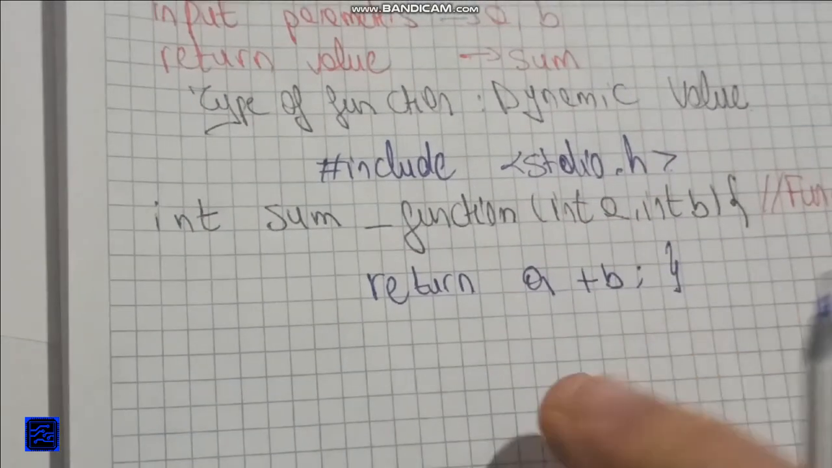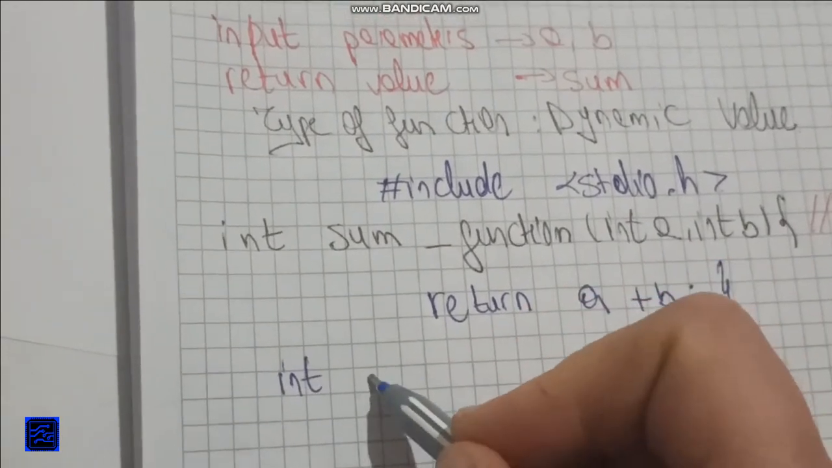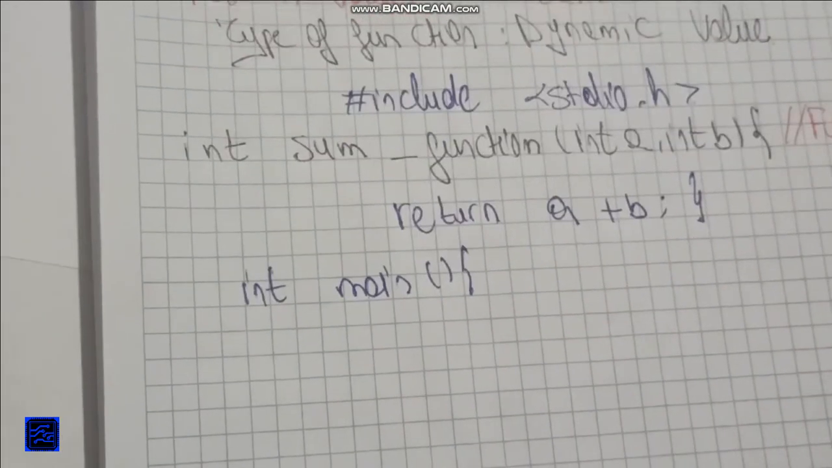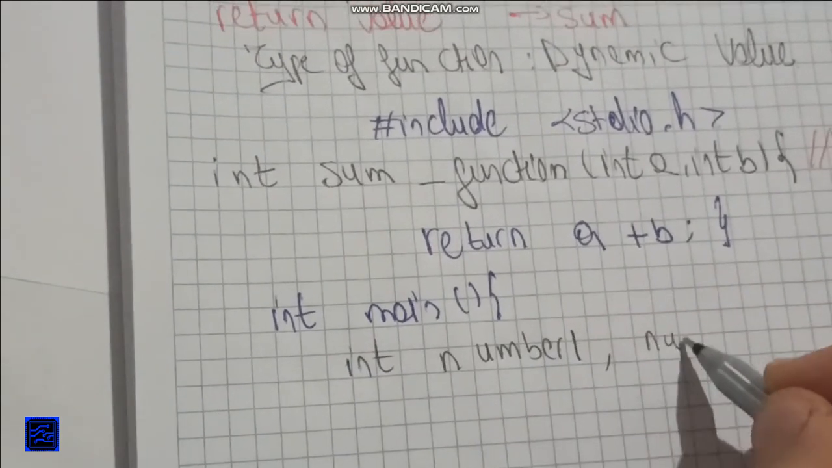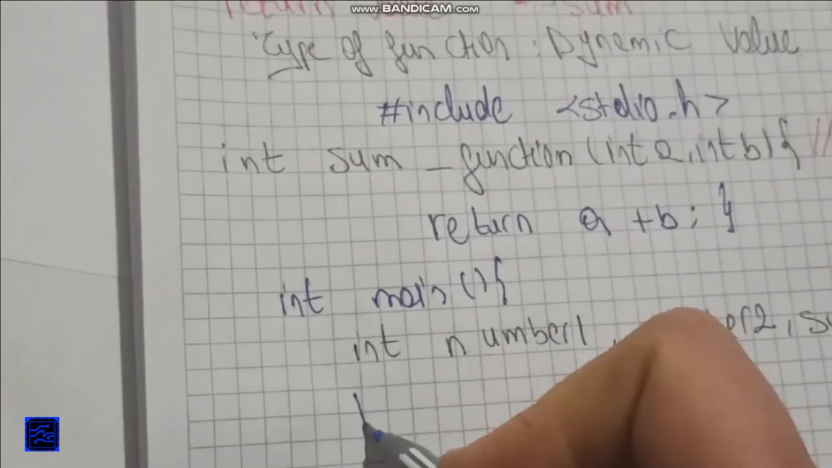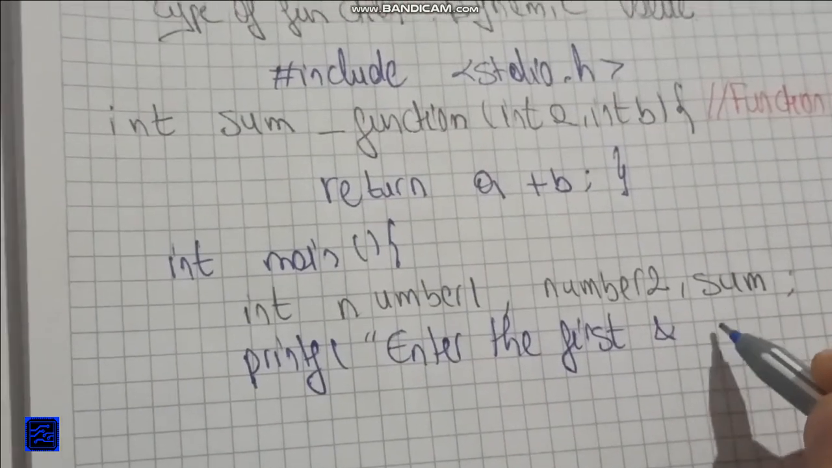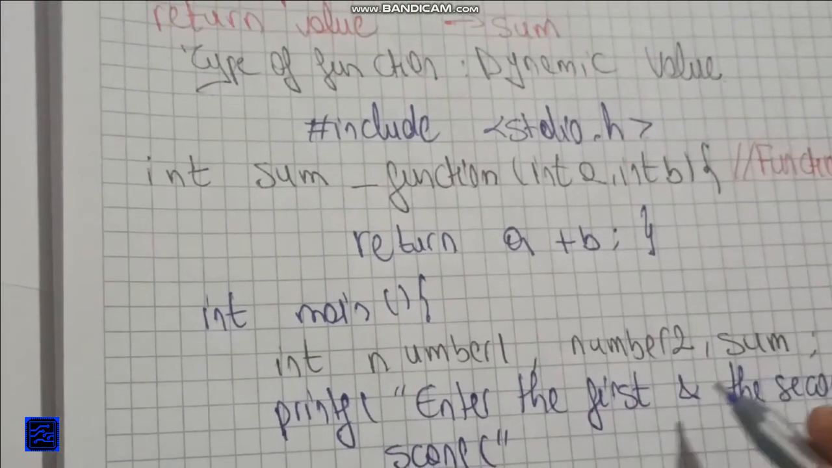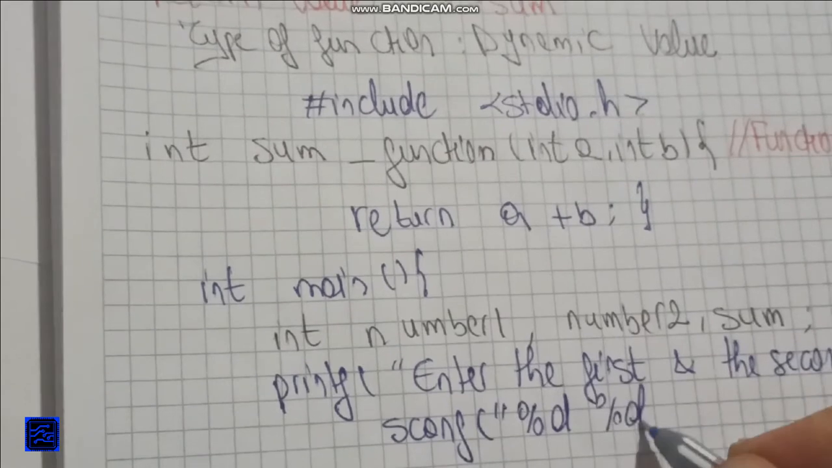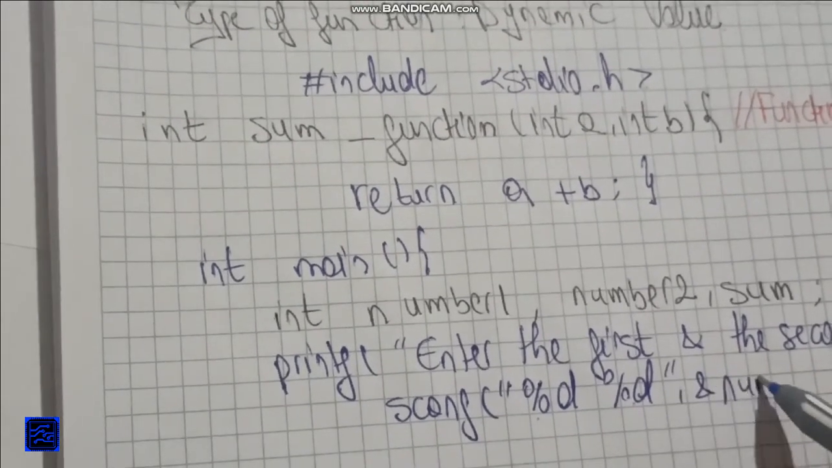That's all for our function. Now we have to write main, integer main. Main will declare variables integer number1, number2, and sum. We'll say to the user printf, enter the first and the second number, scanf. As we have integers, we'll have %d for first, %d for second, and number1, number2.